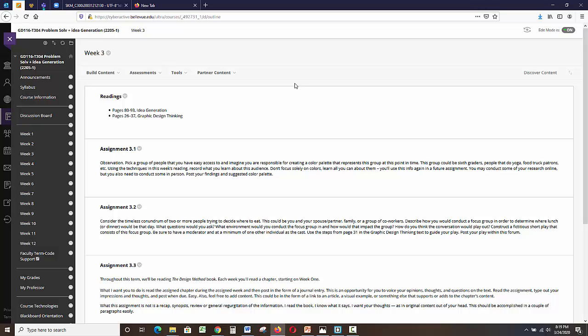All right, now, I'm not sure how we're going to do this. It says observation, assignment 3.1. Pick a group of people that you have easy access to and imagine you're responsible for creating a color palette that represents this group at this point in time.